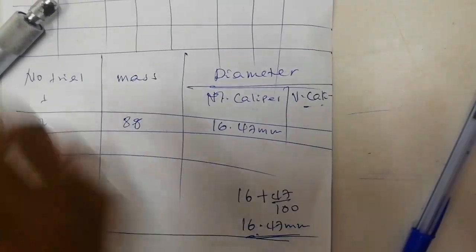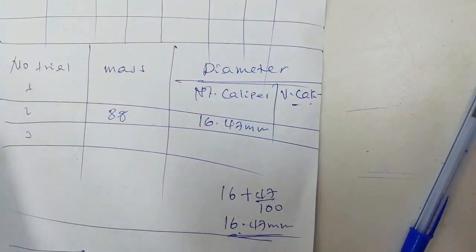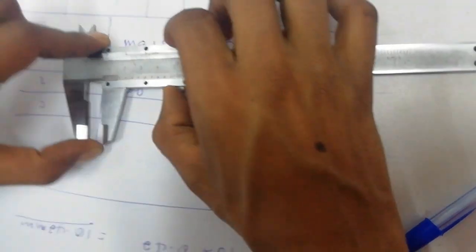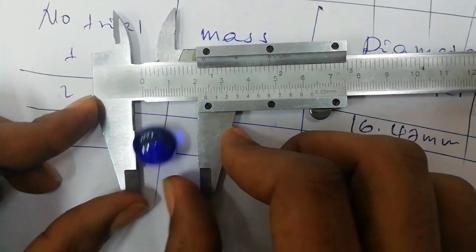Using the vernier caliper, the vernier caliper is here. You put it between these two jaws.